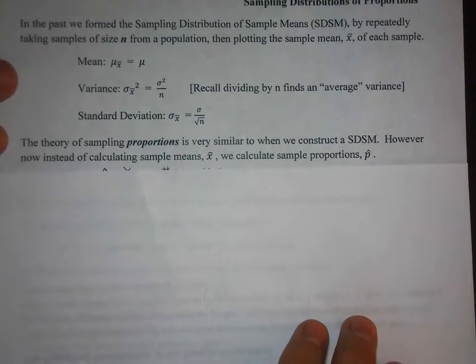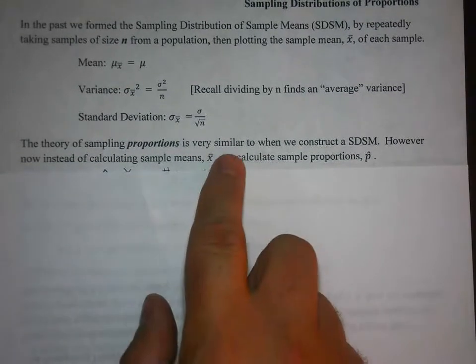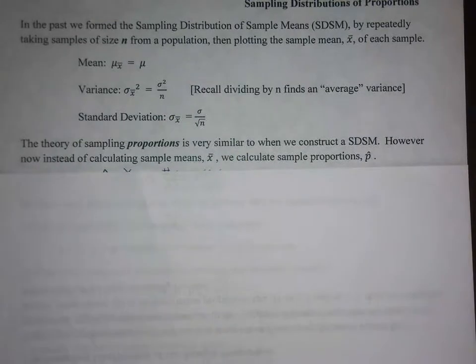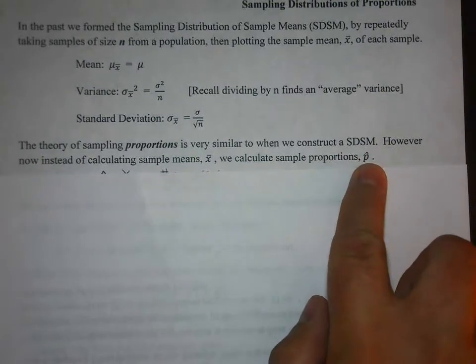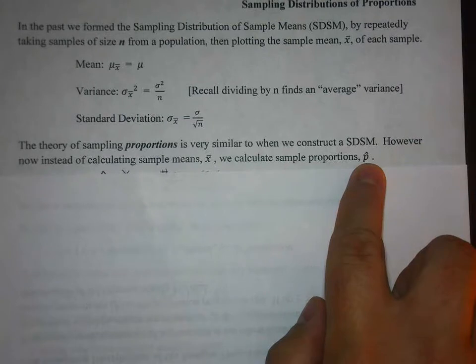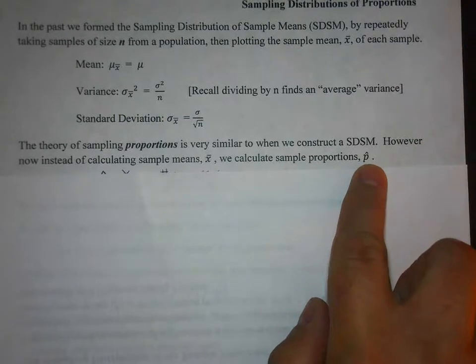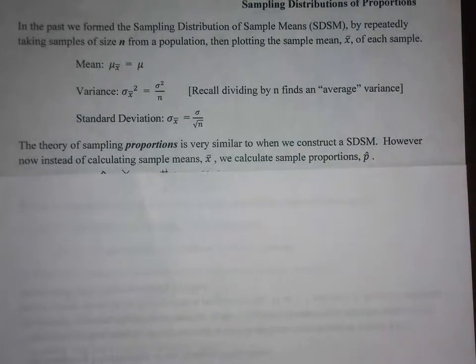The theory of sampling proportions is very similar to when we construct the SDSM. However, now instead of calculating sample means, x bar, we calculate sample proportions, p hat. So this symbol with the little mark above it, we pronounce that as p hat. Again, the idea is rather than calculating a sample mean, we're going to calculate a sample proportion for every sample that we take.